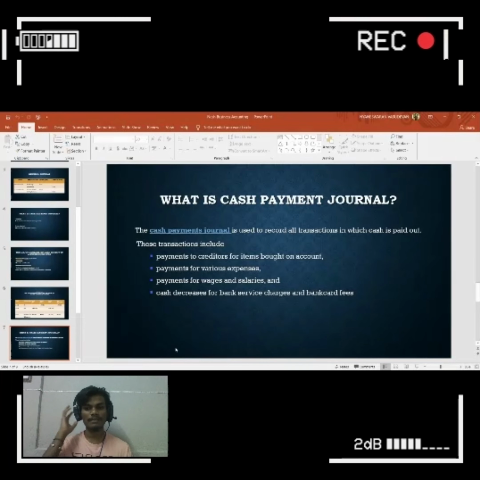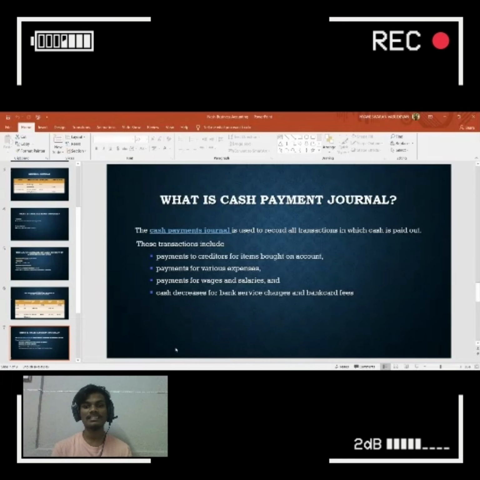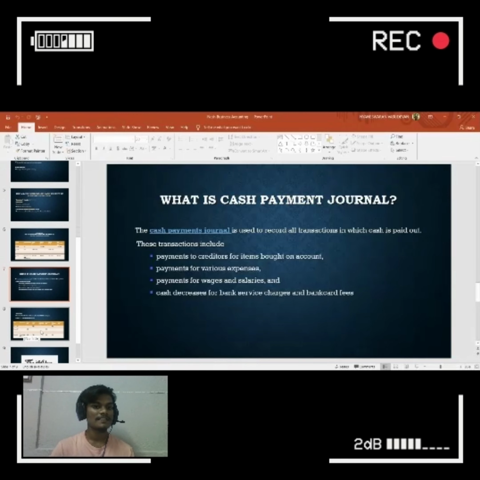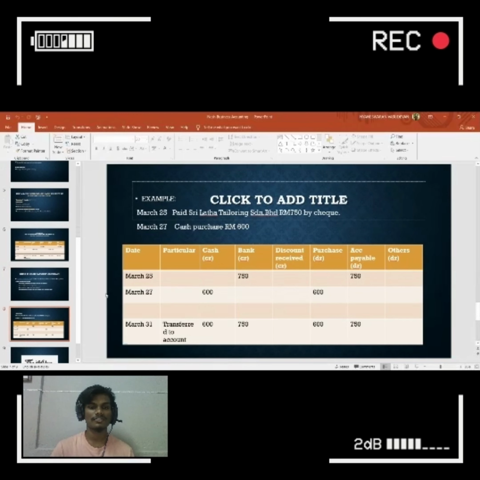After that, what is cash payment journal? Cash payment journal is used to record all the transaction in which cash is paid out. For examples, payments to creditors for items bought on account, payments for various expenses, payments for wages and salaries, and cash decreases for bank service charges, and bank card fees. So I have explained for these two.